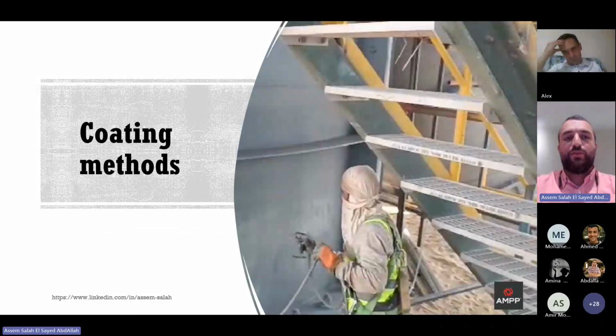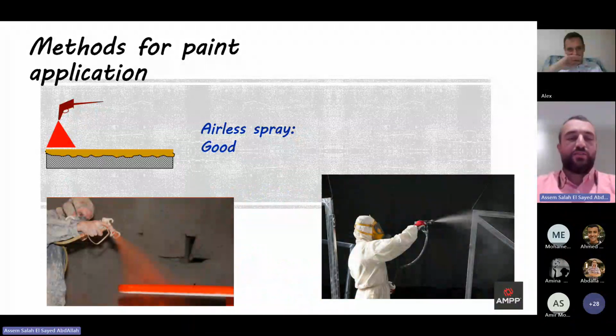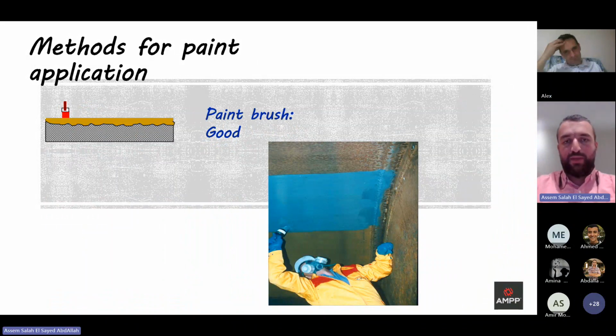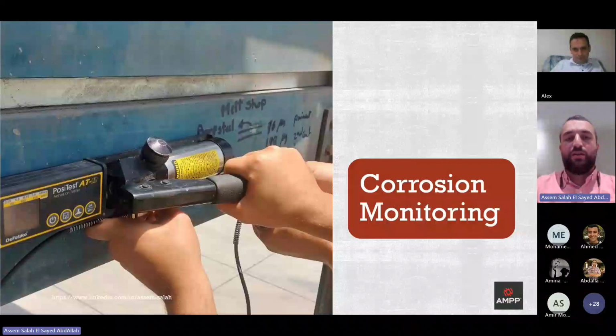Okay, and now we are going to the other part, which is the coating methods. Well, we have 3 coating methods. We have airless spray, we have painting by brush, and we have roller. For airless spray, as we saw in a previous video, you are using a sort of equipment to apply the painting material onto the surface. For the painting brush, you are using a brush to apply the painting to the surface. And the third method for painting application is the roller. And as you can see in this photo, you use a painting roller to apply the coating onto the surface.